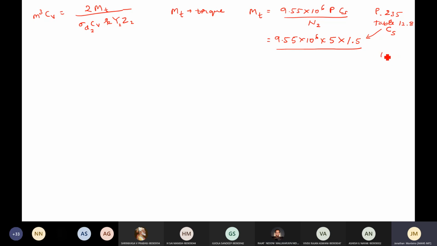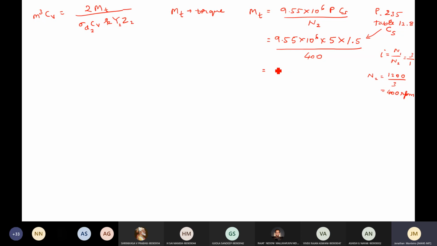So what about N2? We understood that the ratio is 3 is to 1, but it should be N1 by N2, correct? Which is 3 by 1. And N1, what RPM are we dealing with here? 1200. So N2 will be 1200 by 3, which is 400. So put that here, 400 RPM.